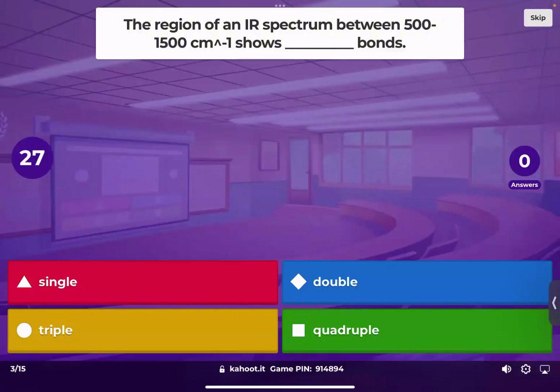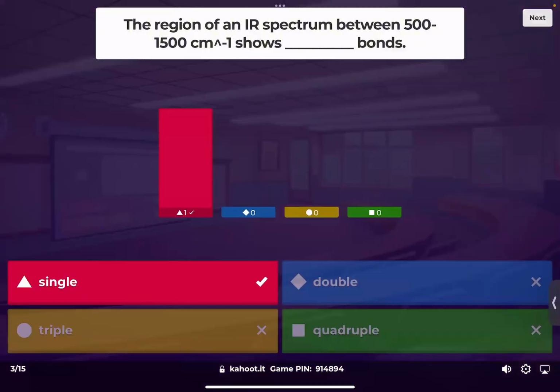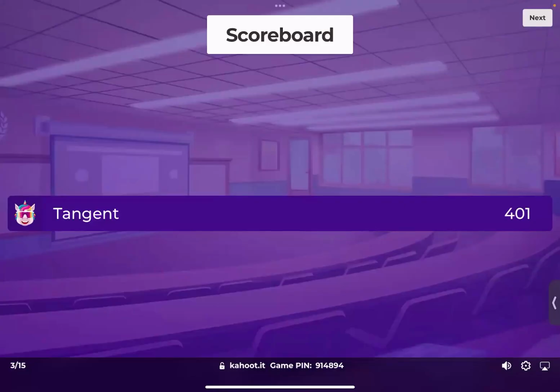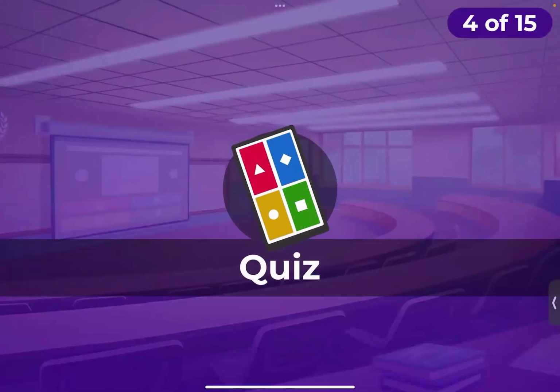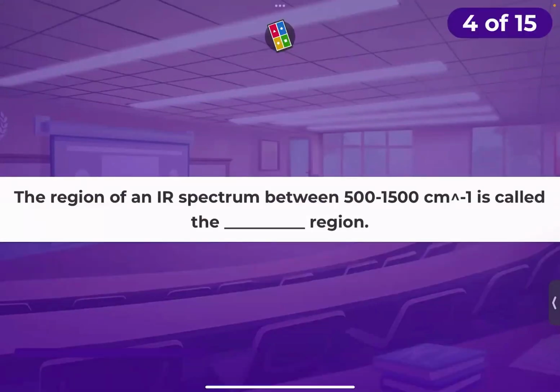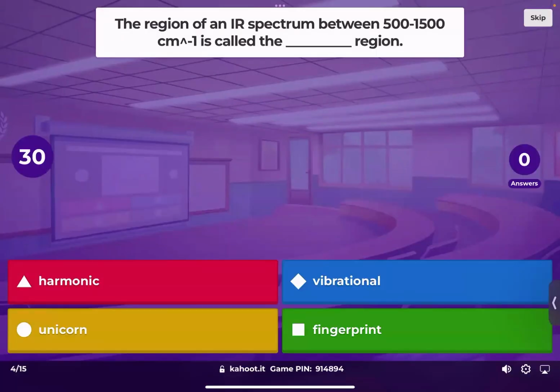The single bond region. Yeah. Finger. Yes, and also known as what region? Fingerprint. Fingerprint.